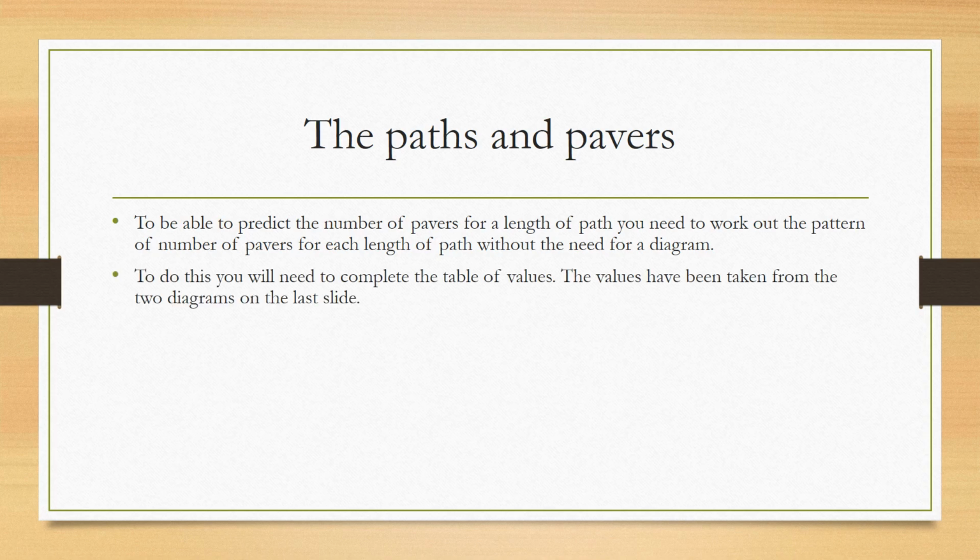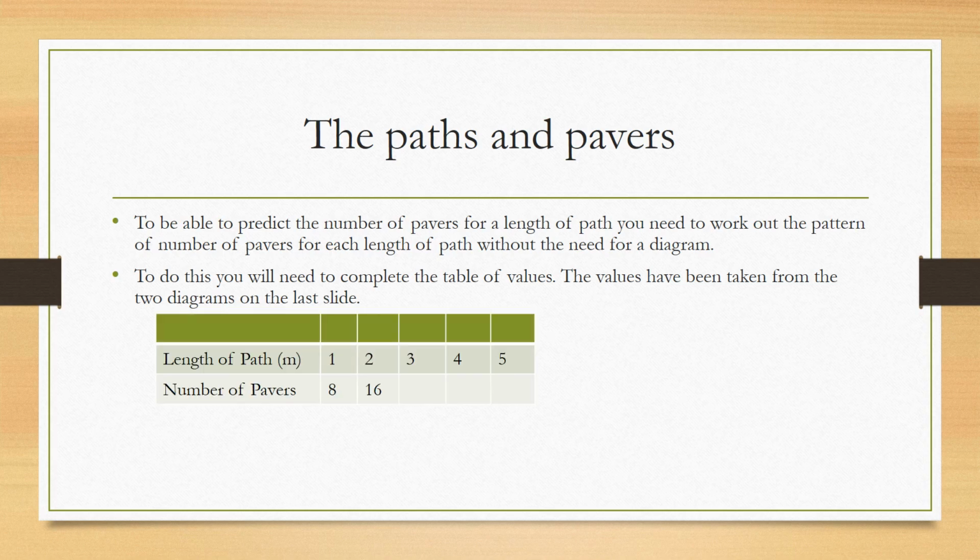So to do this, we need to first of all work out a table of values, and the first 2 values have been taken from the diagrams on the last slide. So if we have a look at our table of values, we've got 1 meter of path takes 8 pavers. You can see this is, instead of x, we've got length of path, instead of y, we've got number of pavers. So 1 meter length of path is 8 pavers. 2 meters of path is 16 pavers. Can we see a relationship between these numbers?